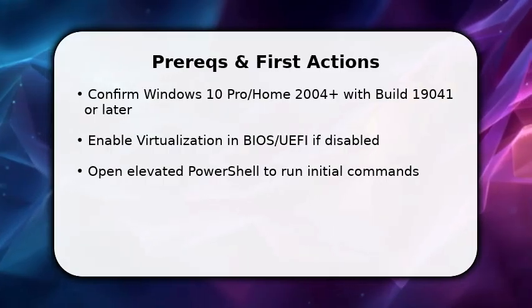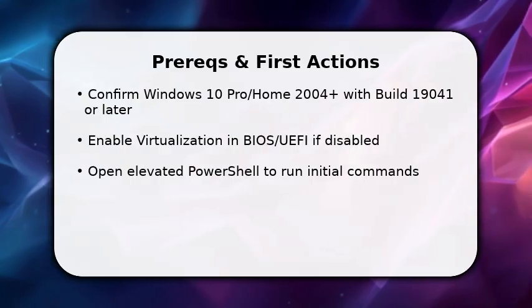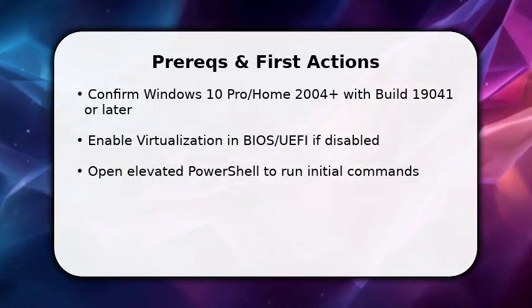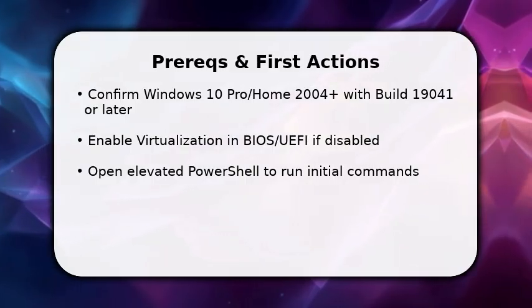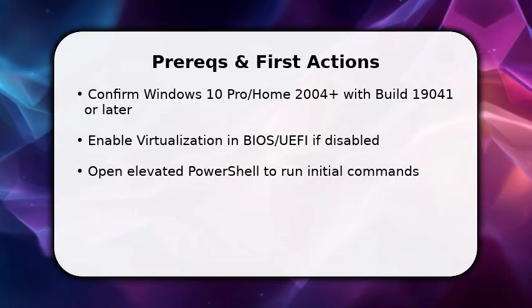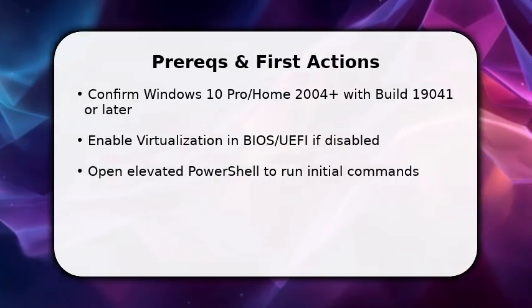You'll start by confirming your Windows build and enabling virtualization. This is why WSL2 needs a recent kernel and hardware support. Open PowerShell as administrator and run the first commands to enable the features.